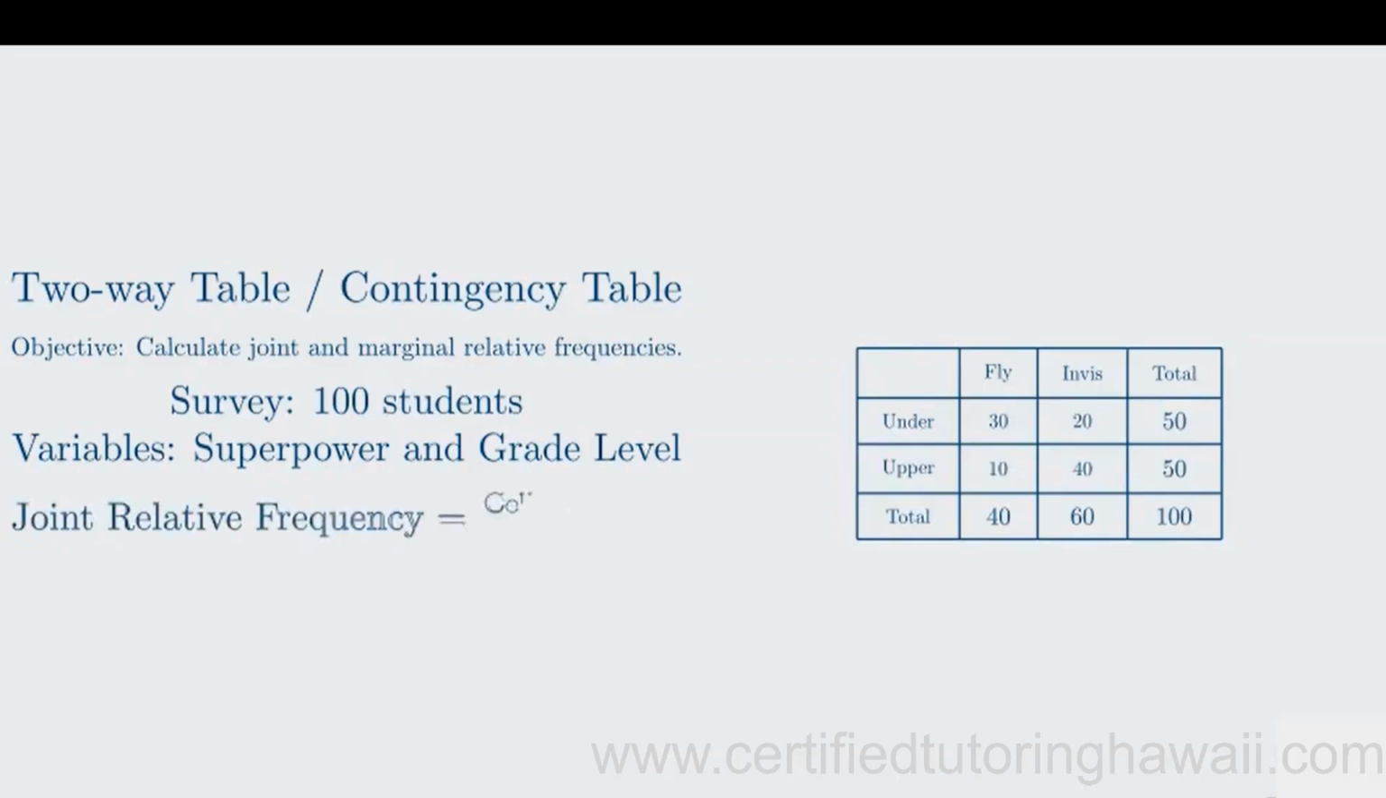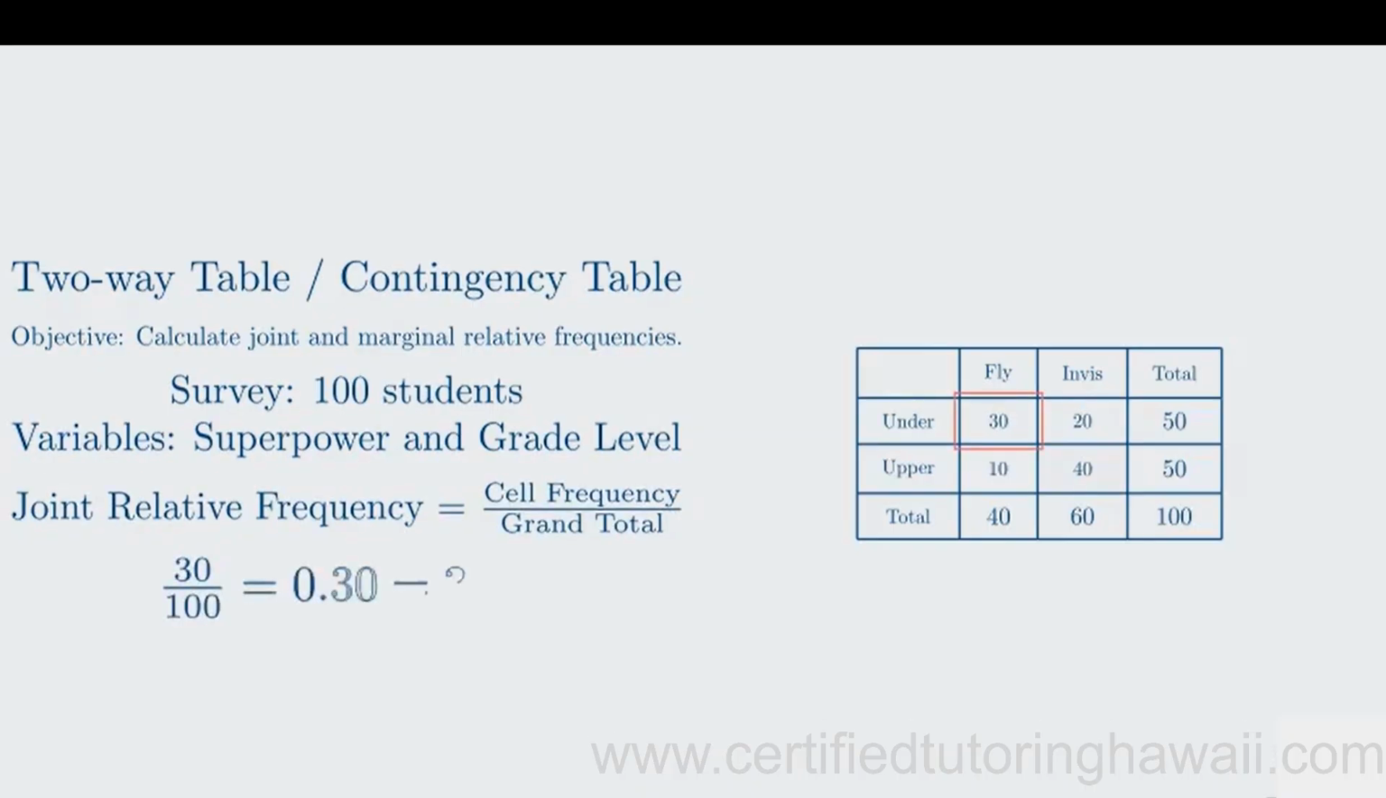The first statistic we will calculate is the joint relative frequency. This tells us what proportion of the entire group falls into a specific combination of categories. The formula is the cell frequency divided by the grand total. Let's highlight the cell for underclassmen who prefer to fly, which is 30. 30 divided by 100 equals 0.30, or 30%. So, 30% of all students surveyed are underclassmen who want to fly.